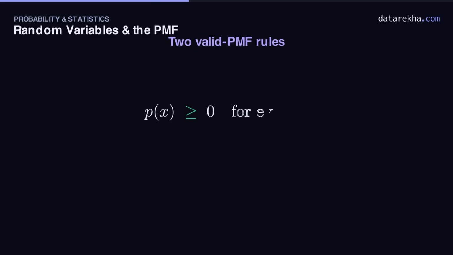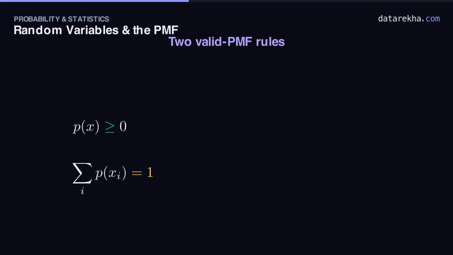Not every list of numbers is a legal probability mass function. 2 rules must hold. The first is non-negativity. Every probability is 0 or more. You can't have a negative chance of anything. The second is that the total probability is exactly 1. Sum the chances over every value the variable can take, and they must add up to a perfect one, because something is certain to happen.